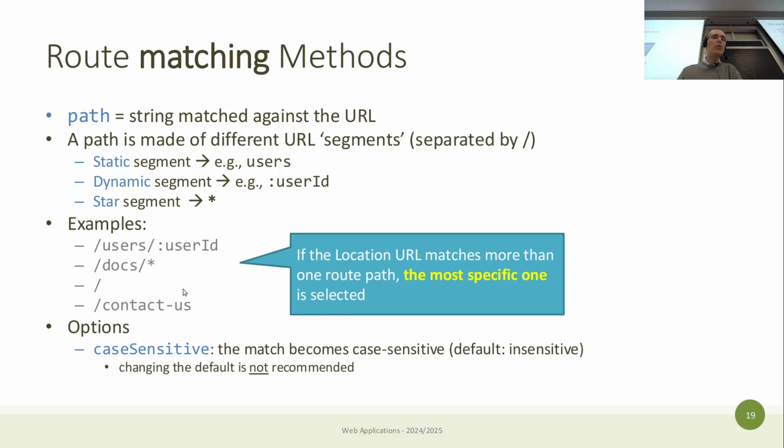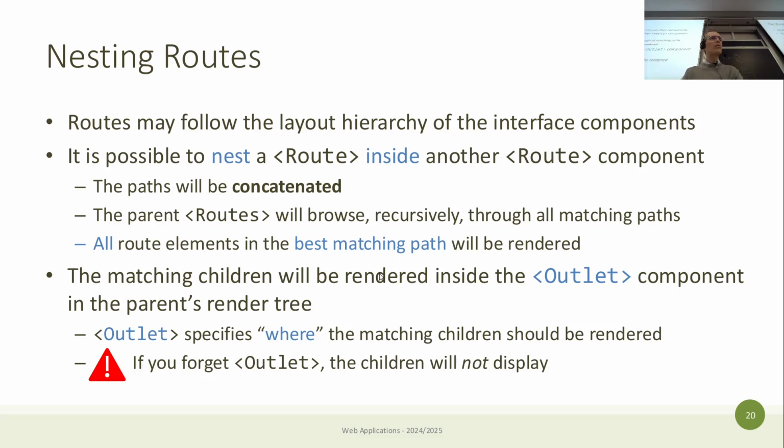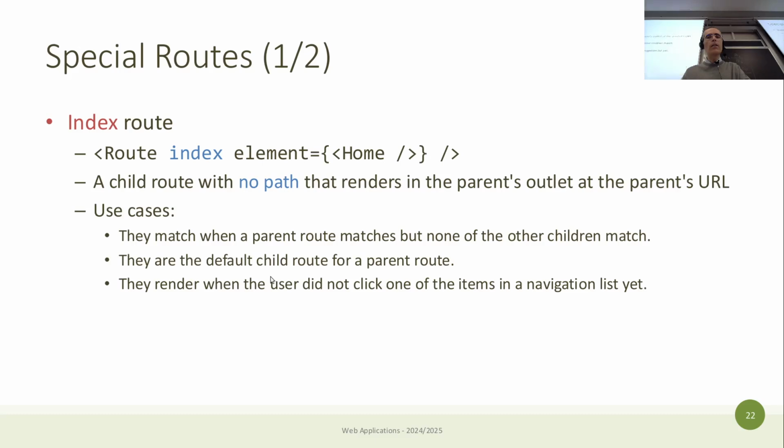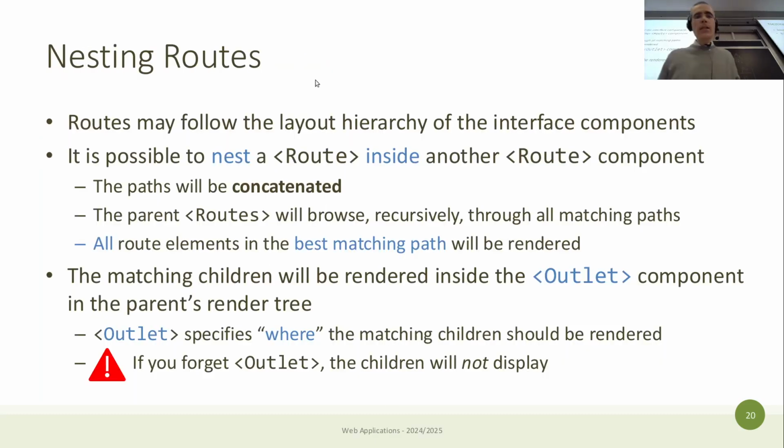So you can write this path in different ways. Okay, it can be case sensitive, default not recommended. I mean, try not to use URLs which are case sensitive because then it's easy to get confused. Okay, but the default is case insensitive, so no problem. It is possible to nest routes and so on. Yeah, we have an example like this, so let's talk about this.